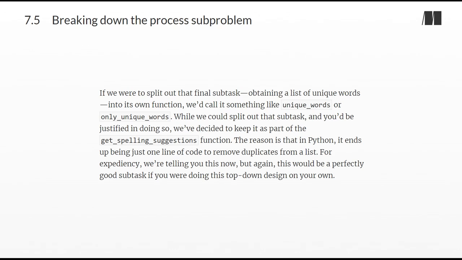While we could split out that subtask, and you'd be justified in doing so, we've decided to keep it as part of the getSpellingSuggestions function. The reason is that in Python, it ends up being just one line of code to remove duplicates from a list. For expediency, we're telling you this now. But again, this would be a perfectly good subtask if you were doing this top-down design on your own.